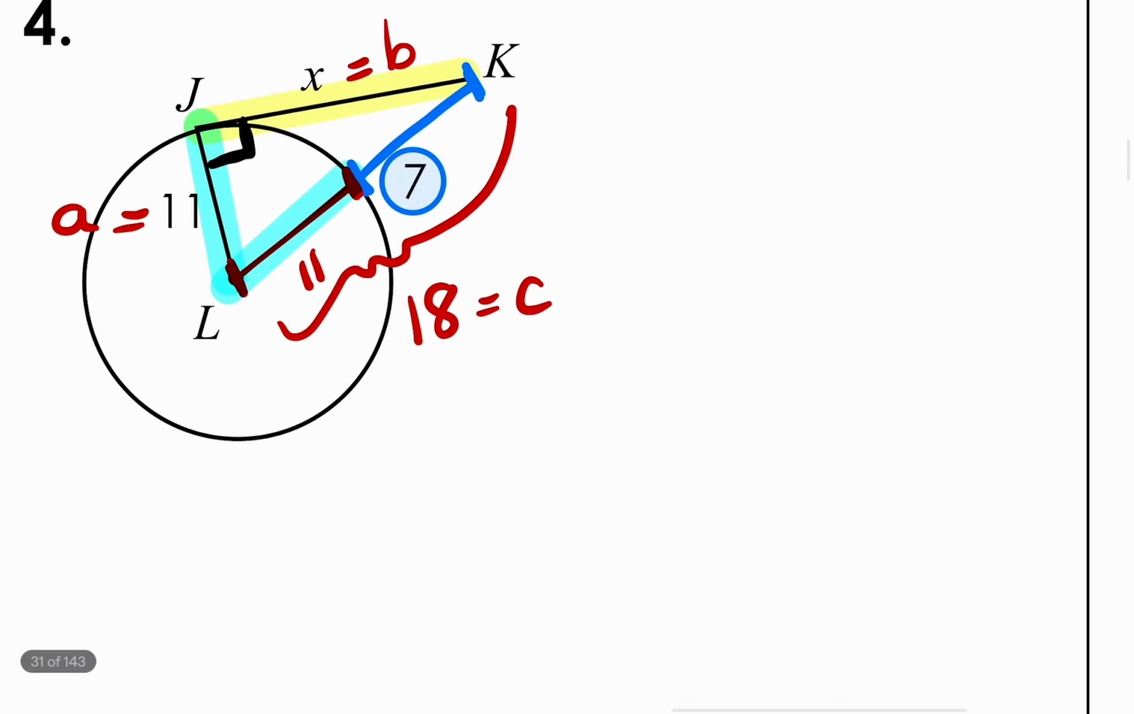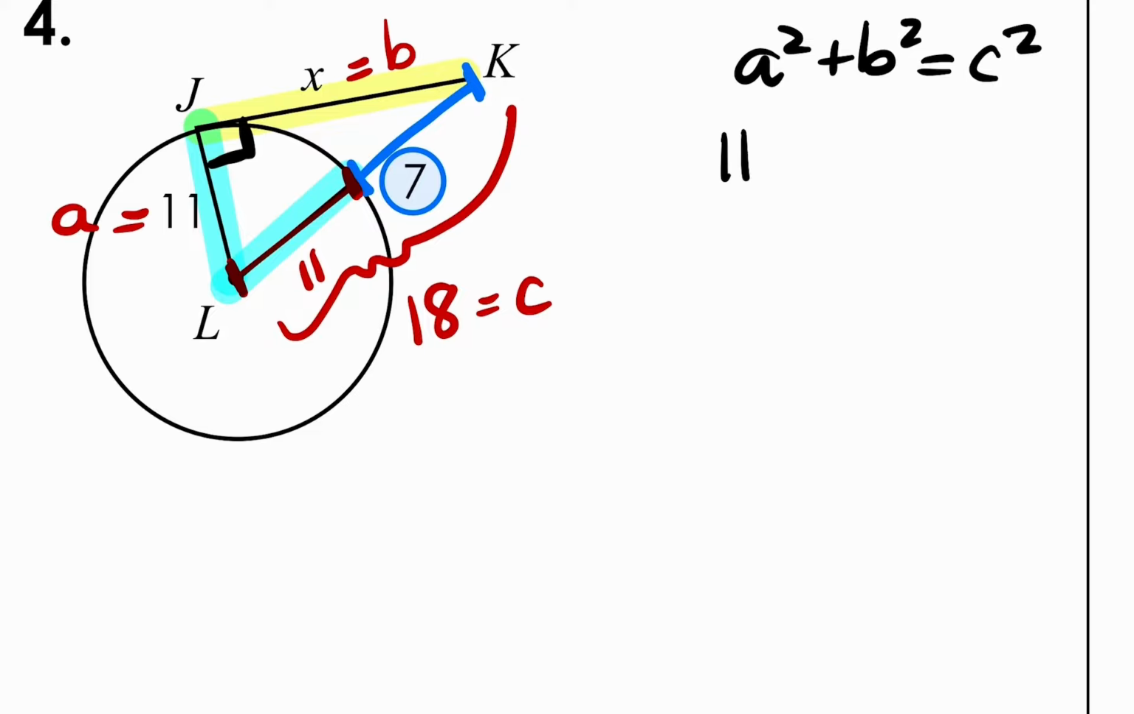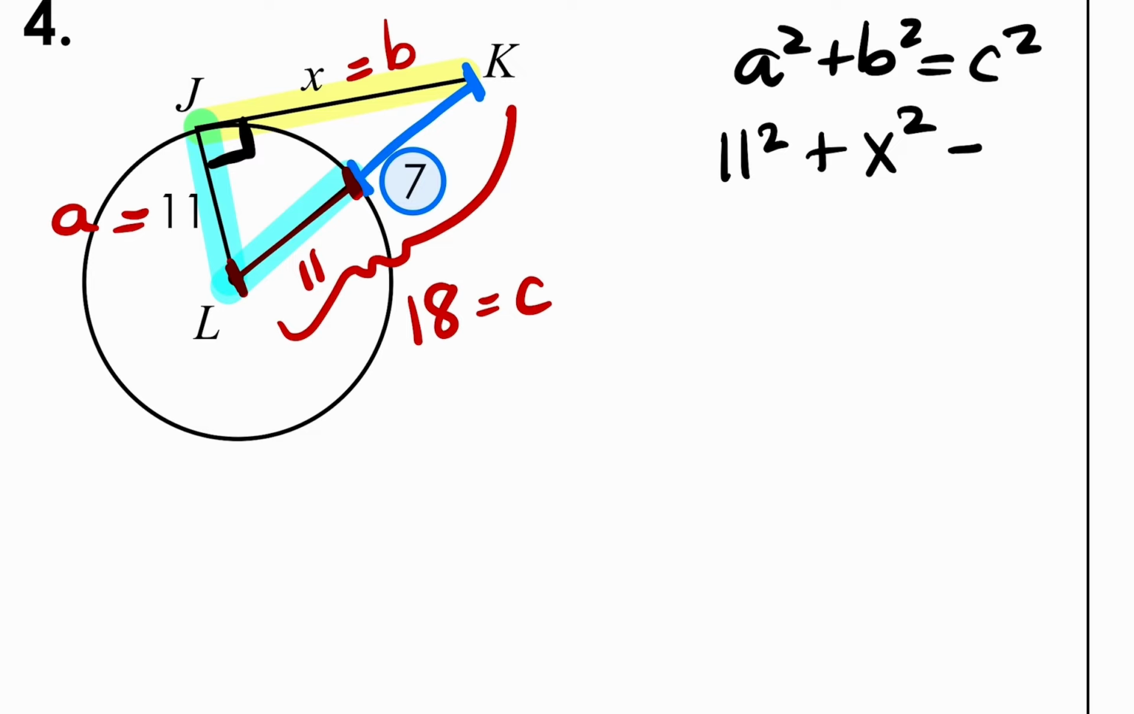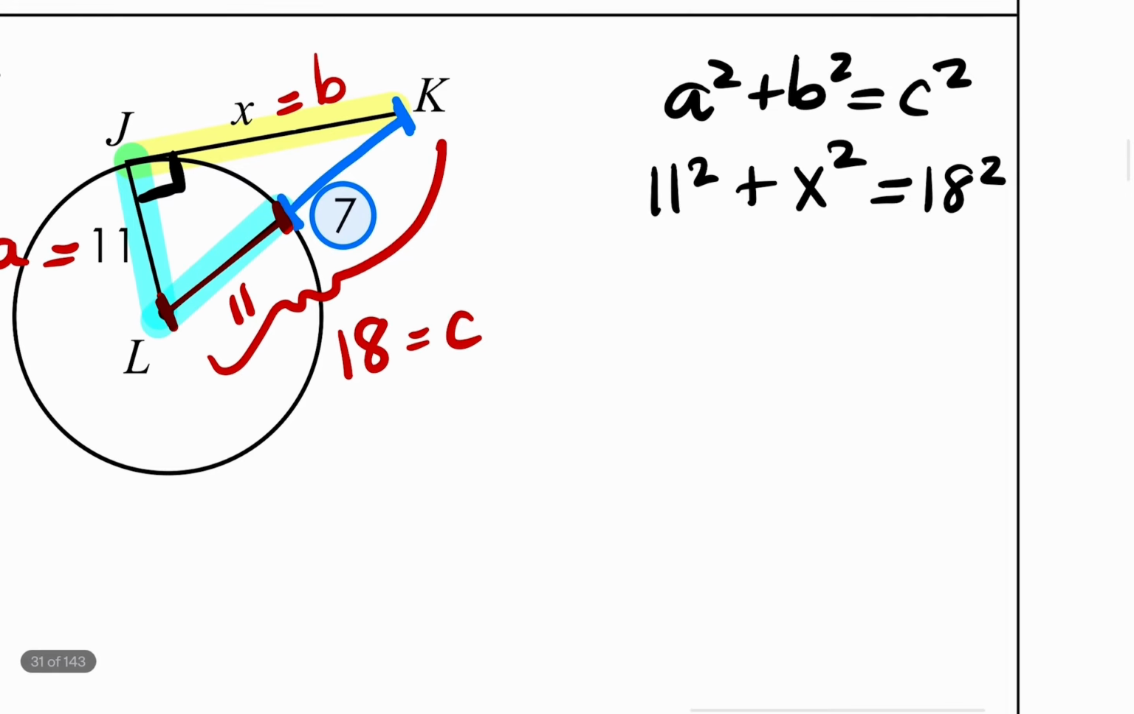Okay? So we have, again, a squared plus b squared equals c squared. So we're doing 11 squared plus x squared equals 18 squared. And so we're just going to find those values. Again, we have 121 plus x squared, 324 for 18 squared.